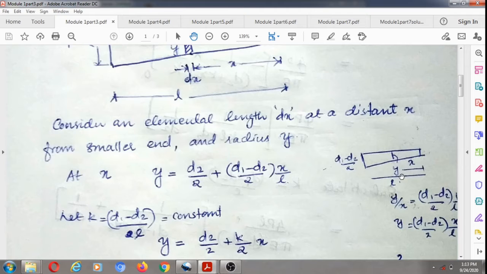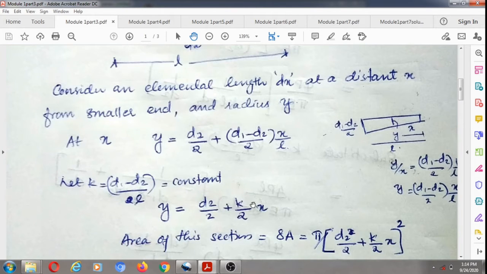That is, this y value varies proportionately to D2 minus D1 by 2. So you can make the expression like this: D2 minus D1 minus D2 by 2, times x by L. So we get the radius y as this term. Next, we consider D1 minus D2 by L as a constant, k, for the time being. So the equation reduces to D2 by 2 plus k by 2 into x.